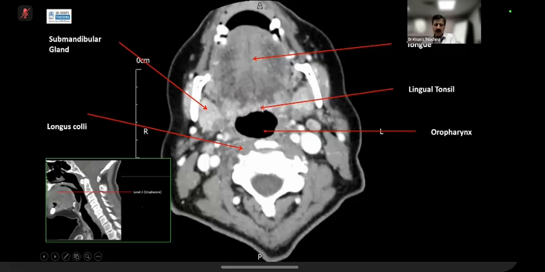On MR, particularly on the STIR sequence, this will be high signal. This is the lingual tonsil, and anteriorly is the tongue. Because the tongue has a bit of fat, it appears low density also. And the palatine tonsil is just coming into view. So this is the oropharynx and the submandibular gland. Here there is a muscle which is the longus colli muscle. It's a landmark muscle, and we will come back to this later on.